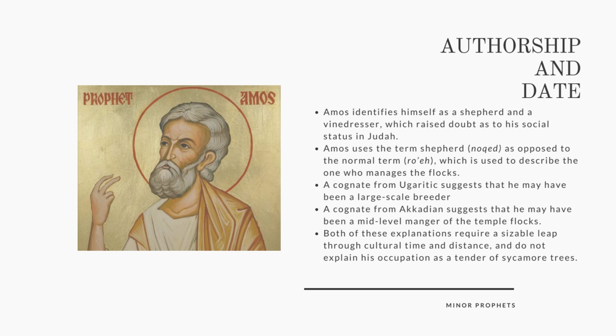A little bit more about Amos. Amos identifies himself as a shepherd and a vine dresser, which raised doubt as to his historical status or his social status in Judah. Again, you know, he doesn't come from some priestly line. Amos uses the term shepherd as opposed to the normal term, 2 different terms, which is used to describe the one who manages the flock.